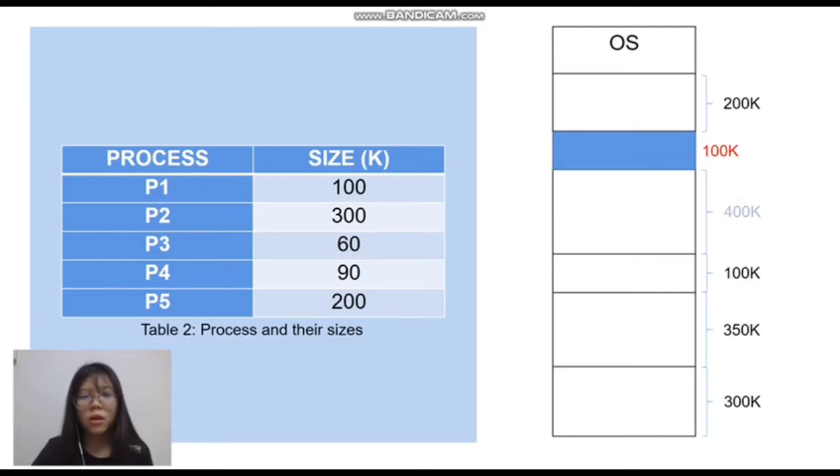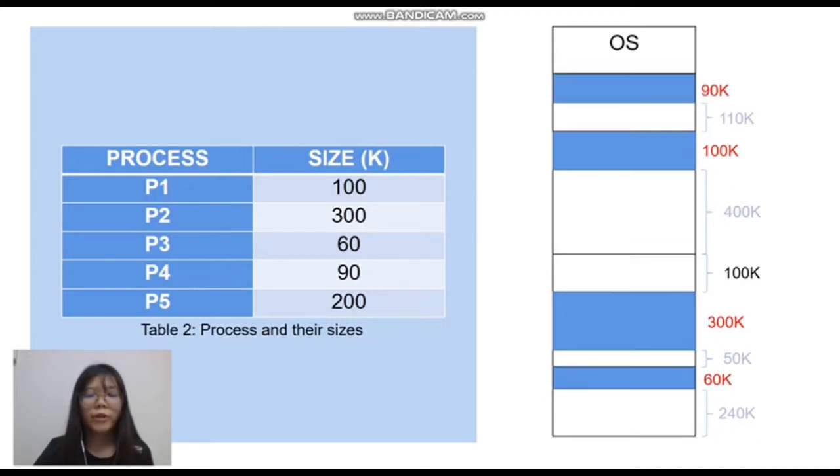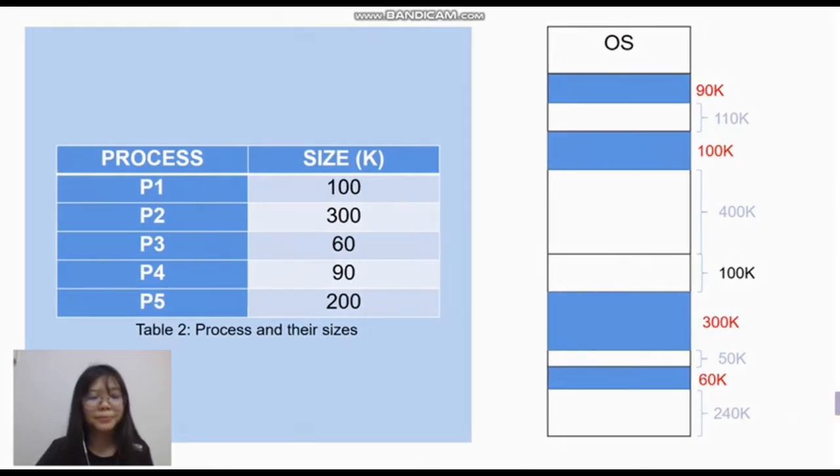So now the largest hole in this memory is 350K, and process 2 will be allocated into the fourth block. The same goes for process 3 and process 4. They will be allocated into the last block and into the first block. So now we can see that there is not enough space for process 5, since the largest hole now in the memory is only 100K. So P5 has to wait for another process to complete its task so that P5 can be allocated into the memory.